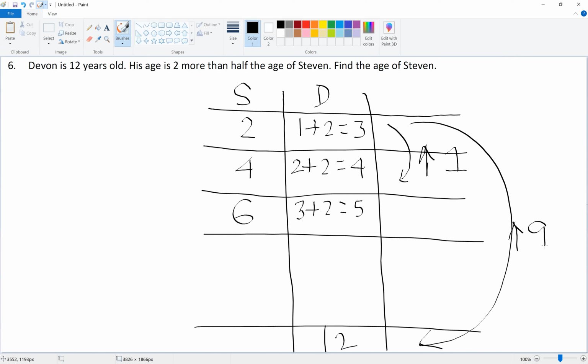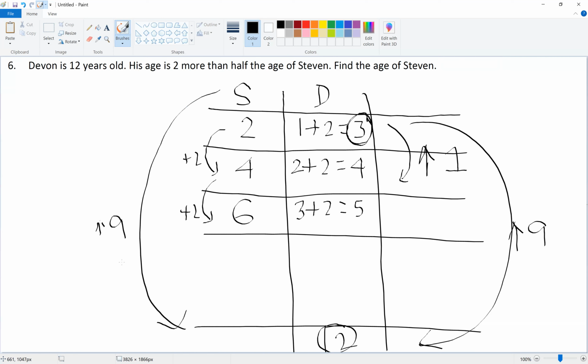From 3 to 12. Wait, why 9? Is it because we already did 3? No, it started from 3. You have to get to 12. Okay. 9 times, right? Yeah. And every time we are doing this, we are adding 2. So if I do it 9 times, wouldn't you add 18? Yeah. So 18 plus 2 is 20.